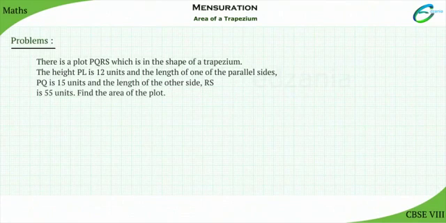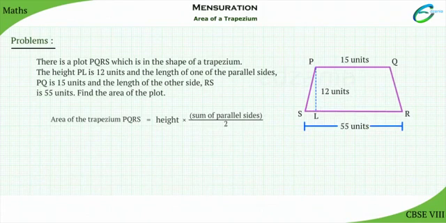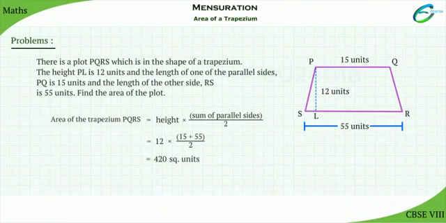We can draw a rough figure by the given data. We know the formula to find the area of a trapezium. By substituting the values, we get the area of the trapezium. Therefore, the area of a given plot is 420 square units.